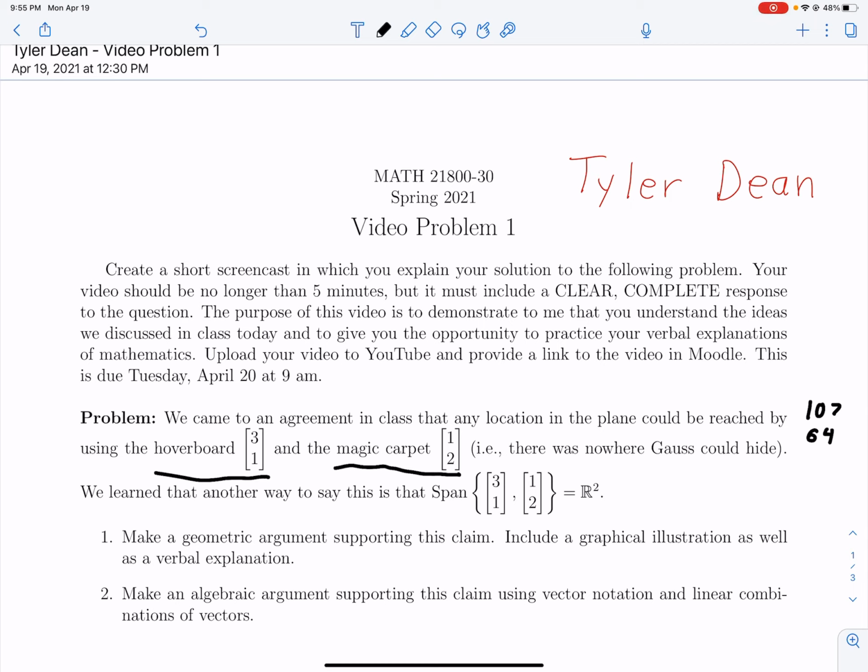And the goal was to see if we could get to that certain location. Then the other goal was to see if Gauss could hide anywhere on the playing field.